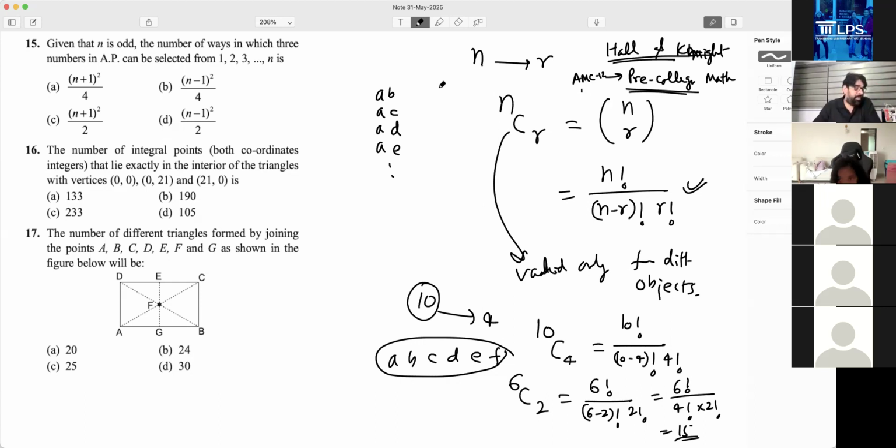Yes, question number 15. Anybody got it? NC3.